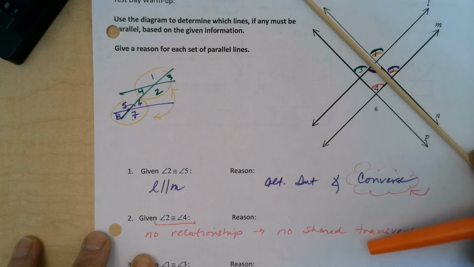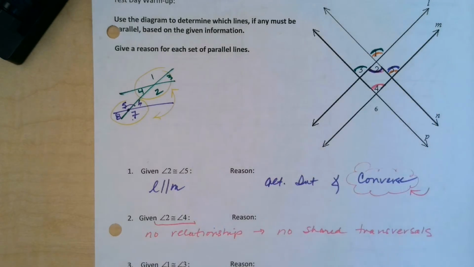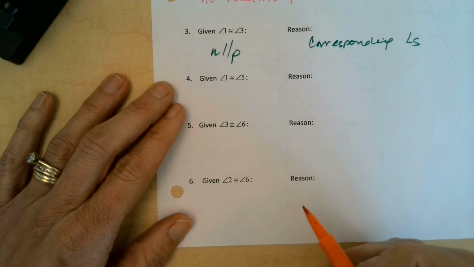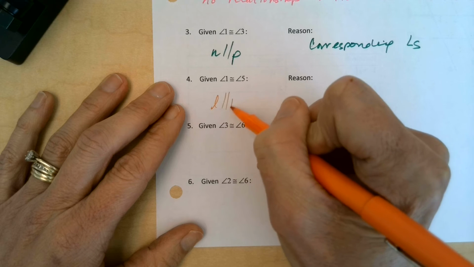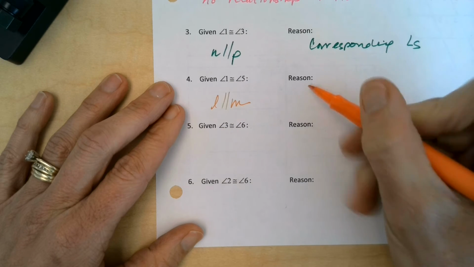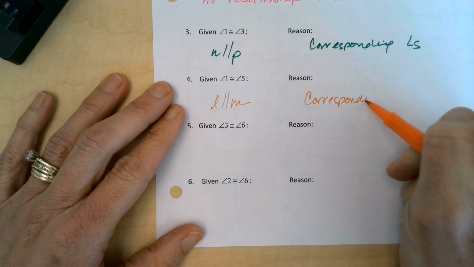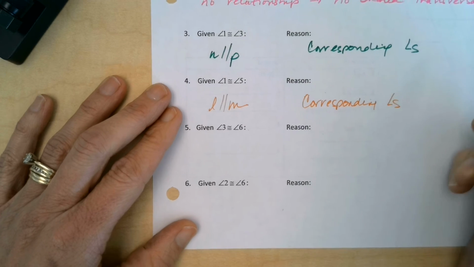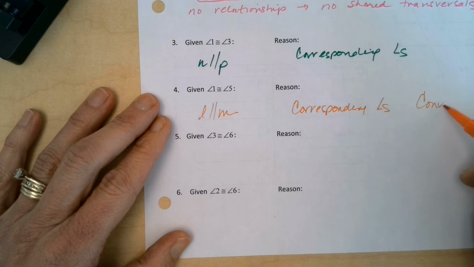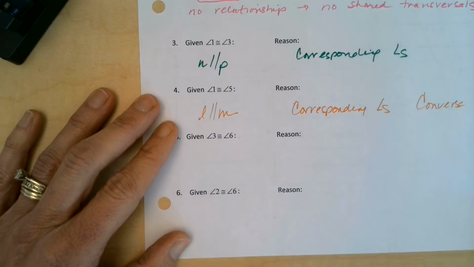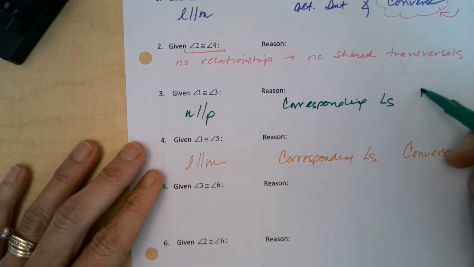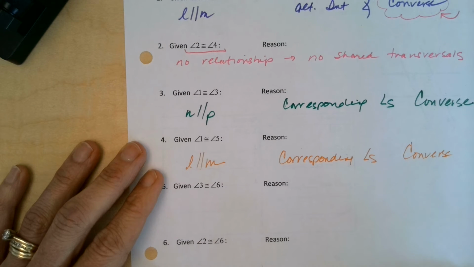Same side of the transversal, nested into the same place, so that I know then L is parallel to M because they are corresponding angles. And it's the converse that makes them parallel. Same as up here, it's the converse that makes the two lines parallel.